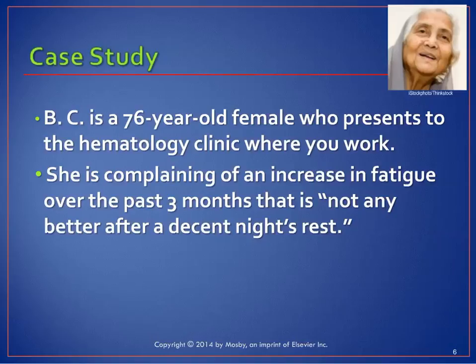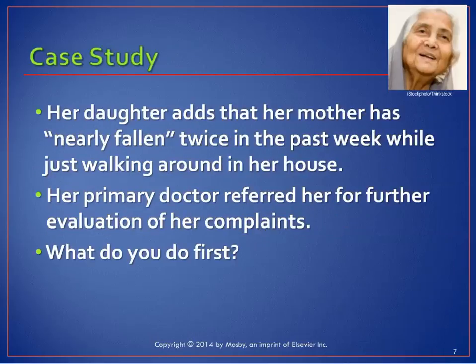Let's talk about this case study. BC is a 76-year-old female who presents to the hematology clinic where you work. She's complaining of an increase in fatigue over the past 3 months that's not any better after a decent night's rest. Her daughter adds that her mother has nearly fallen twice in the past week while just walking around in her house. Her primary doctor has referred her for further evaluation of her complaints.